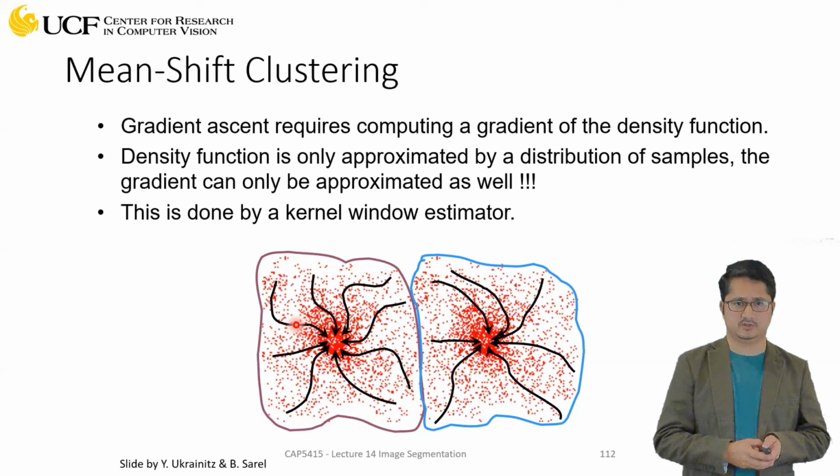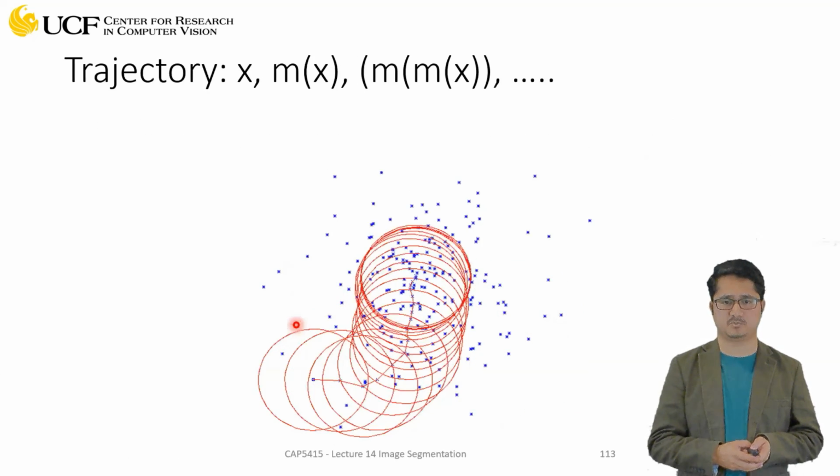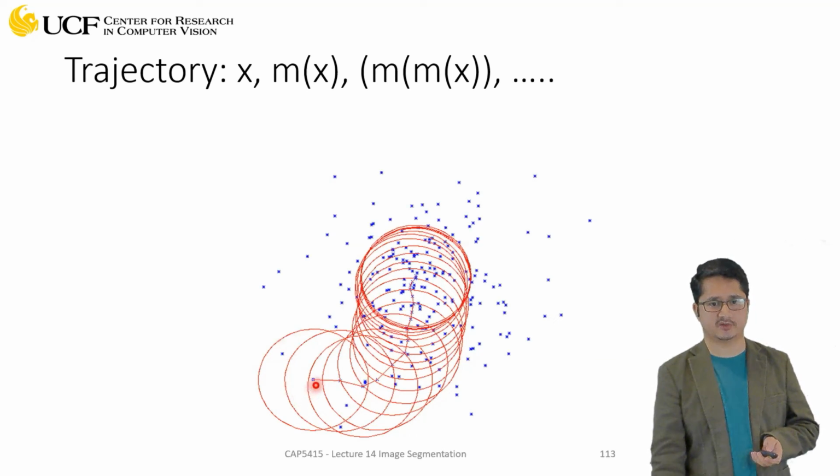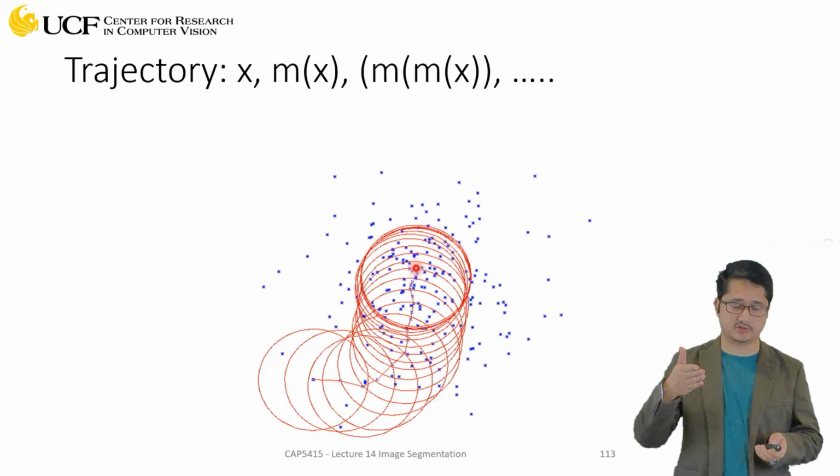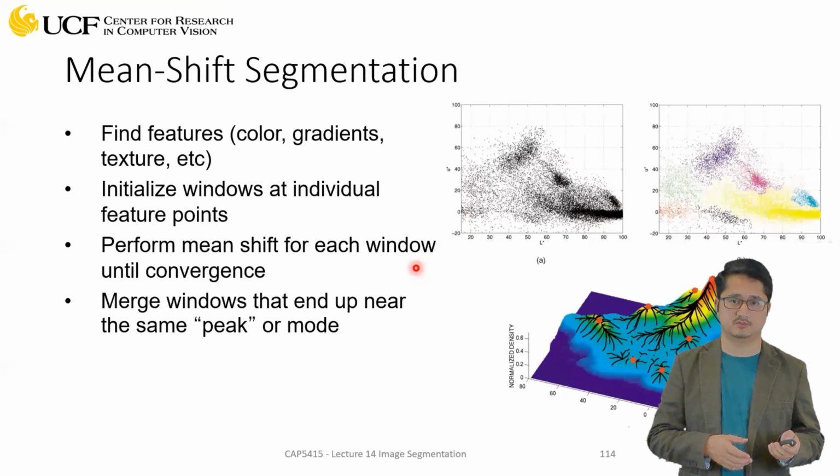So yeah, I think all this is fine. This is just showing you the trajectory, how it moved if it was initialized at this point. And basically all these points which are inside this trajectory will be part of the same segment.